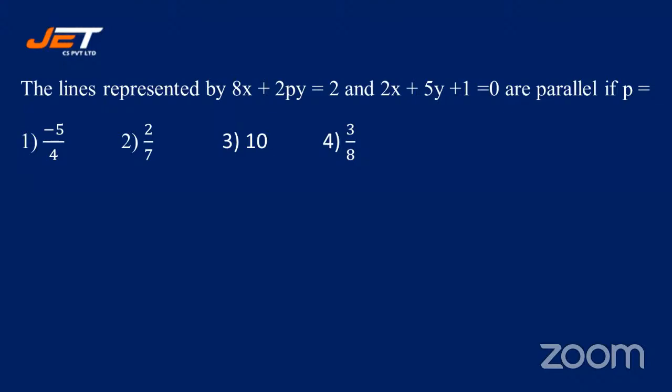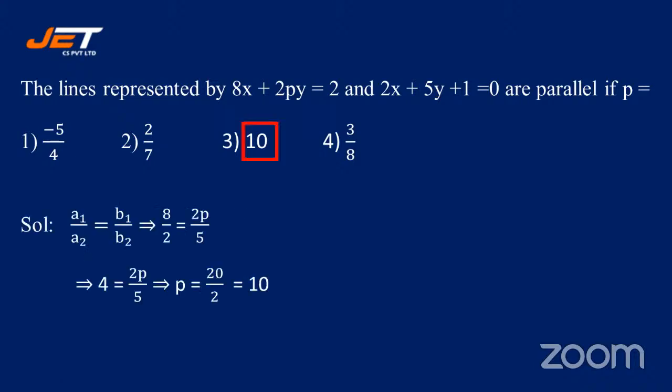Your time has already started. Find out A1, A2, B1, B2. So they are parallel means what? A1 by A2 is equal to B1 by B2, isn't it? All right. Your 30 seconds is done. Let me see how many are giving me the right answer. I should be swift enough now. Yes, many are giving me option 3 as correct answer.